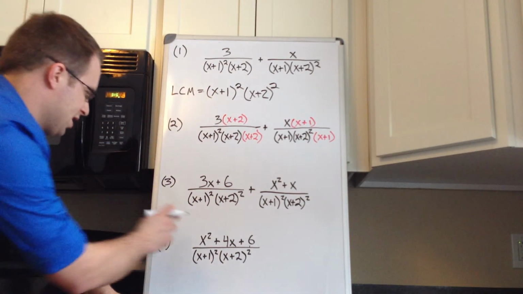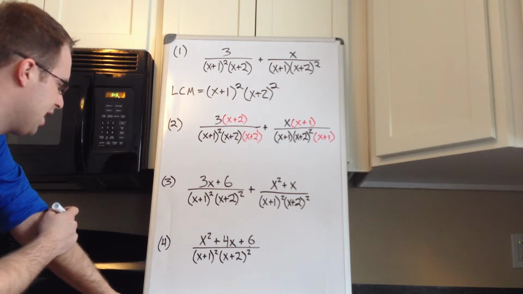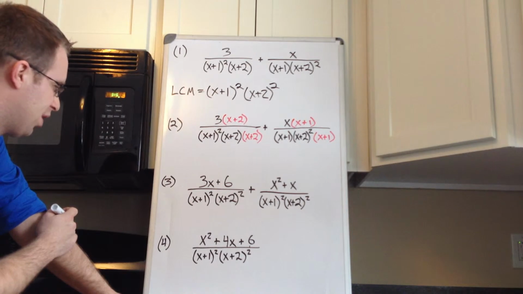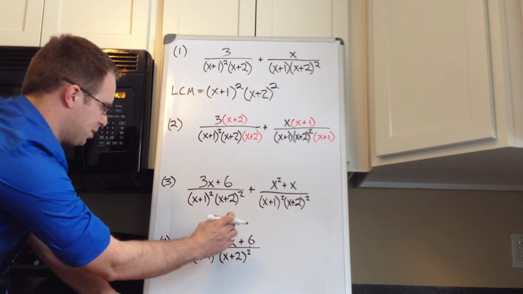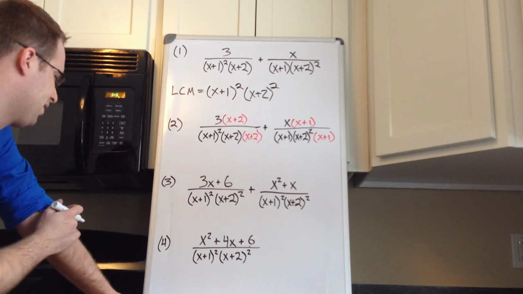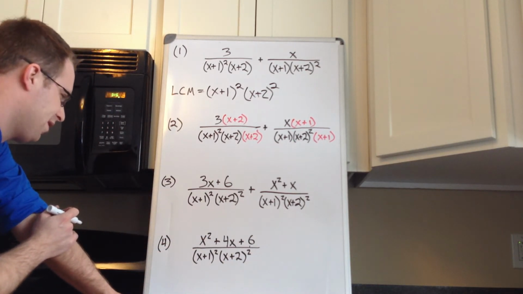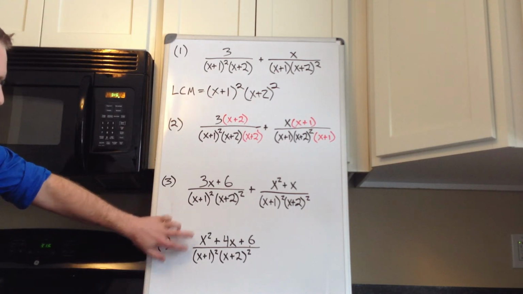Now we're done as long as this can't be factored. Are there any factors of 6 that add up to 4? Well, we're not going to look at negatives because it has to add up to positive 4, and we know they have the same sign. So 1 times 6 would give us 7, 2 times 3 would give us 5, and that's all the factors. So this is a prime polynomial, and we're done.